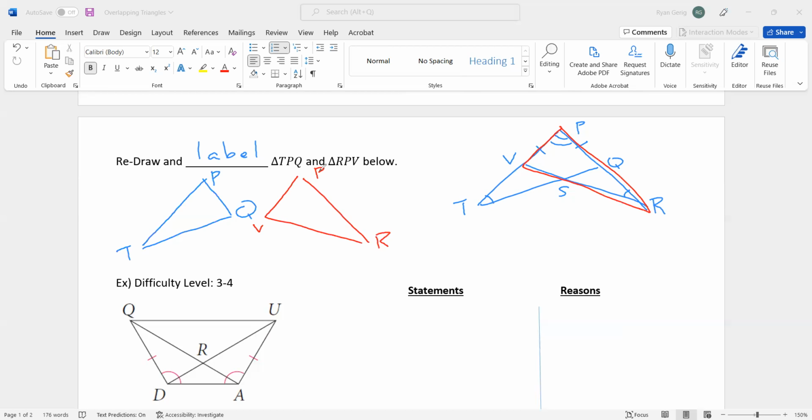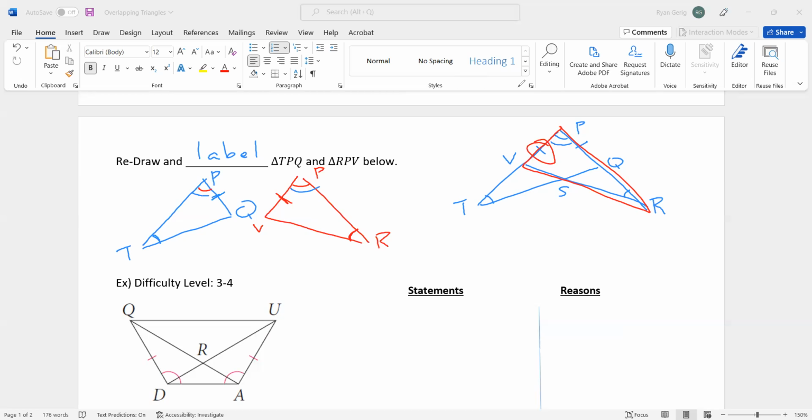Now let's go through and mark what was given to us. So PV, which looks like it's on the triangle on the left, but it's actually here. PV is congruent to PQ, which is on the blue triangle. Angle T, which is on the blue triangle, is congruent to angle R, which is on the red triangle. And then angle P is in both. So it's congruent in both.